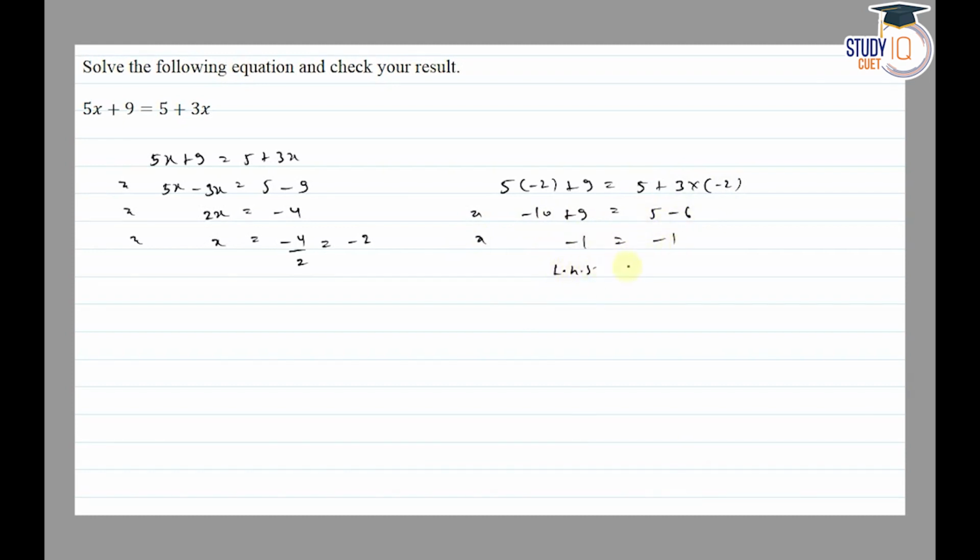So LHS is equal to RHS. So x is equal to minus 2.